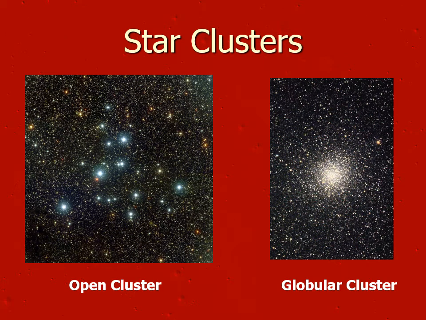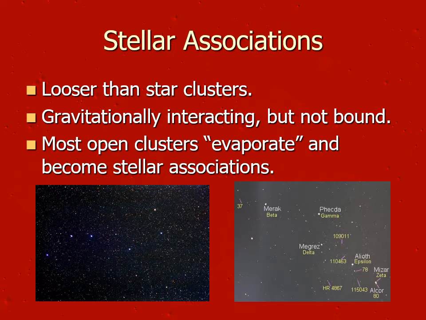So, final word on star clusters. We talked about open clusters and globular clusters. Open clusters tend to be pulled apart, and when they do, you still sometimes have just clumps of stars that are in the same vicinity in the galaxy. And we could call that a stellar association.